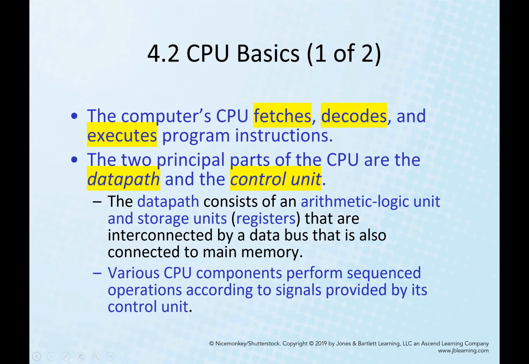The second element is the storage unit, the registers, which are inside the CPU. It's not cache memory. The cache memory is outside the CPU, next to the CPU. But the register is inside the CPU, and it's the fastest storage device in the CPU, the fastest one.